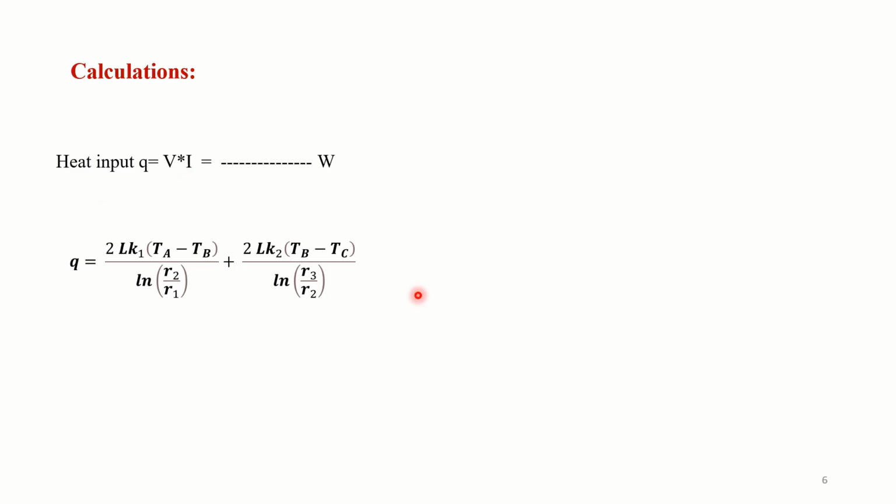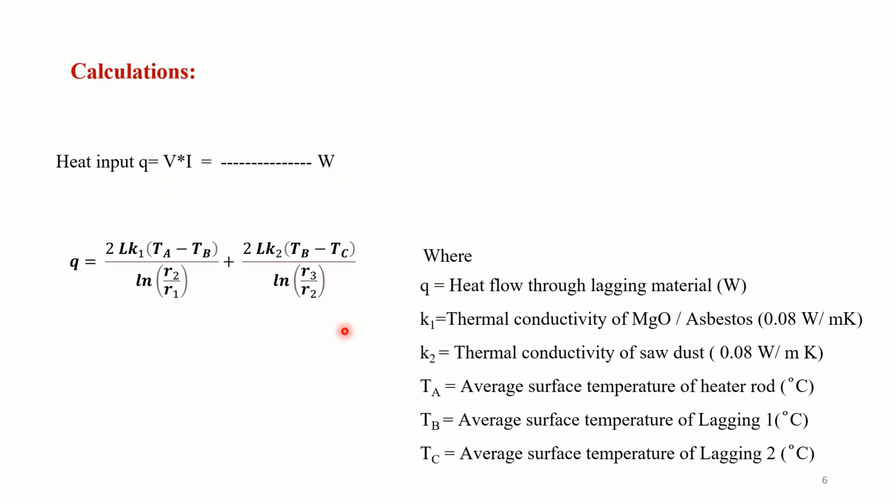So this equation refers the rate of heat transfer to pipe surface, and that is the composite system. So here we are given with the overall rate of heat transfer equation. In this equation, K1 refers thermal conductivity of asbestos layer, K2 refers thermal conductivity of sawdust, TA, TB, TC are the average temperature of pipe surface, temperature at the interface between asbestos and sawdust, and outer surface temperature. R1, R2, R3 are radius of pipe, inner pipe, asbestos layer and sawdust.